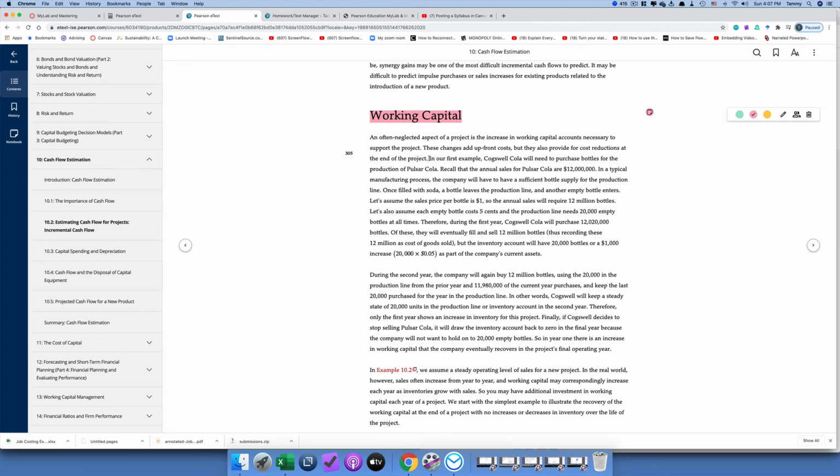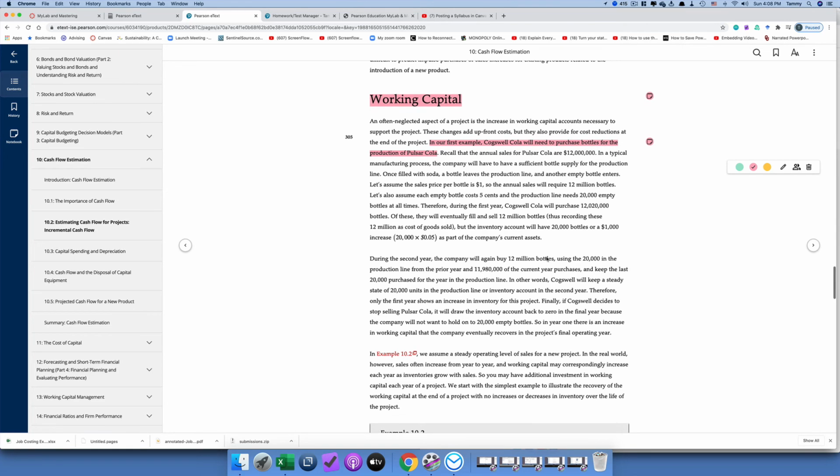So in order to produce this new cola, we're going to have to purchase some bottles. And in addition to purchasing all our raw materials and whatnot, we also are going to need to have some more inventory of bottles. And because of having more money tied up in inventory, that will actually reduce our available cash flow, because we have more money tied up in the working capital.